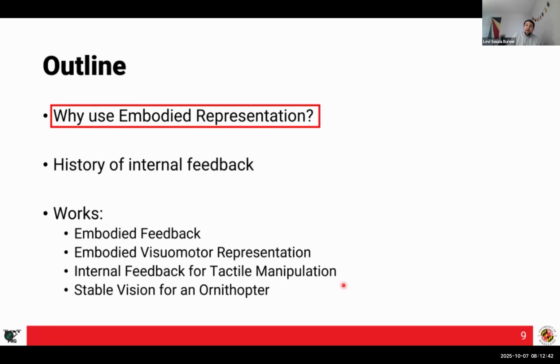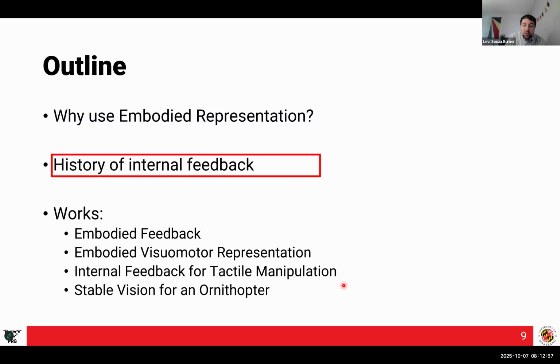So we call all of this embodied representation, the idea that you would use the signals from your own body and what you see to learn to do a task in terms of what you must send your body, that's the embodied part, to do that task. And to figure out how to solve this problem, I'm going to take you through some history, some of which involves computational neuroscience.